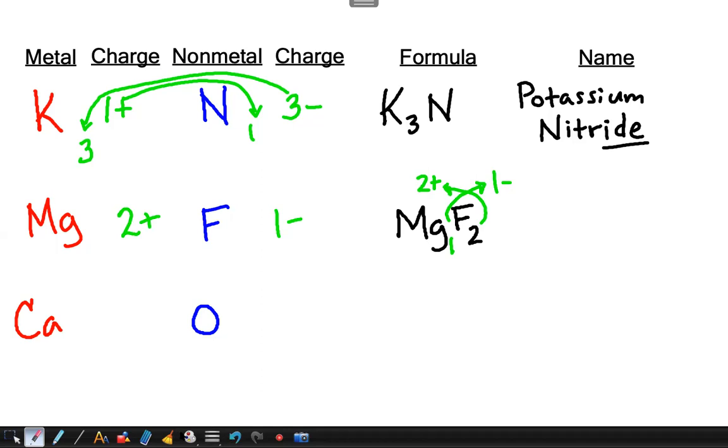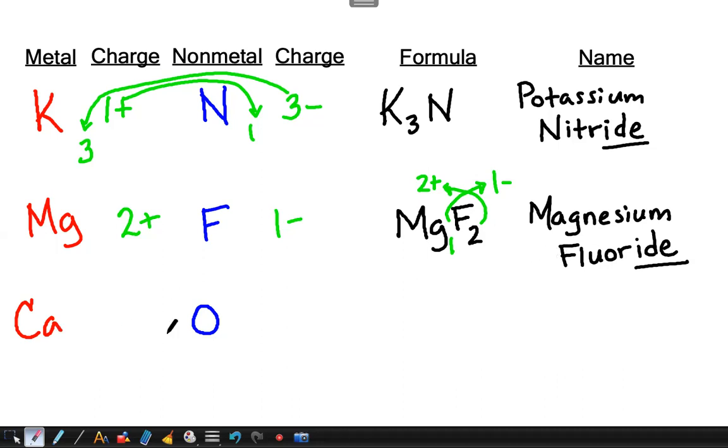As far as the name goes, again, same concept. Full name of the metal. Mg is magnesium. F is fluorine, but of course I'm not going to write fluorine. I'm going to take that first part and then change the ending from fluorine to fluoride once I've made that ionic bond.